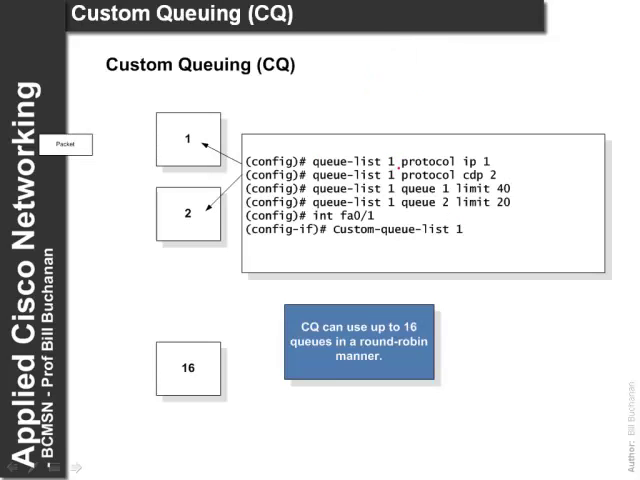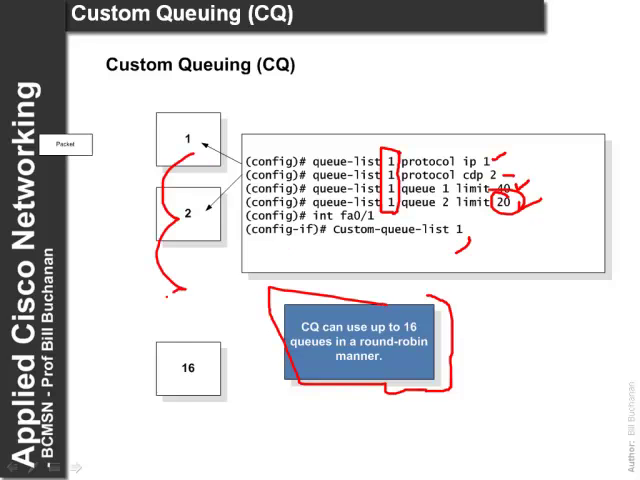For custom queue, we define a custom queue list, and in this case we can actually define the queue limits for each of the queues. So in this case, IP packets will have a queue limit of 40, where CDP is only 20, and we apply it on here. Custom queuing can use up to 16 queues in a round-robin manner.